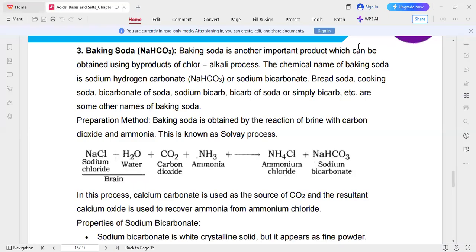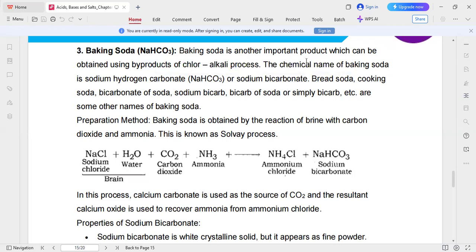Hello students, in this video I am going to explain baking soda, which is one of the important salts. Now try to understand what is baking soda. Baking soda general formula is what, children? Chemical formula NaHCO3. It is read as sodium hydrogen carbonate or sodium bicarbonate.